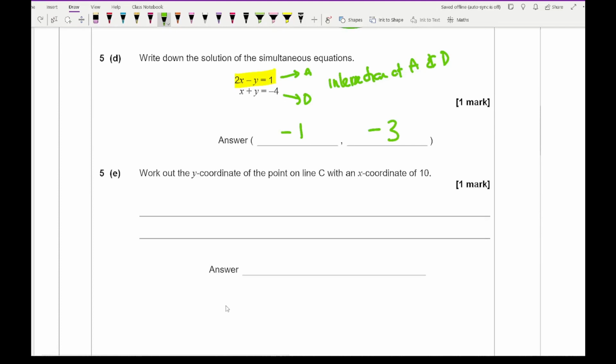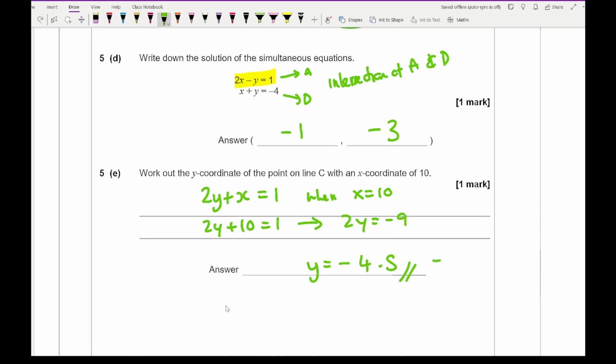It then says work out the y-coordinate of the point on the line C with an x-coordinate of 10. Line C has an equation of 2y plus x equals 1. So when x equals 10, I get 2y plus 10 equals 1. So 2y equals minus 9, so y is going to equal minus 4.5. Or you can write it as minus 9 over 2 or minus 4.5, whichever you prefer.